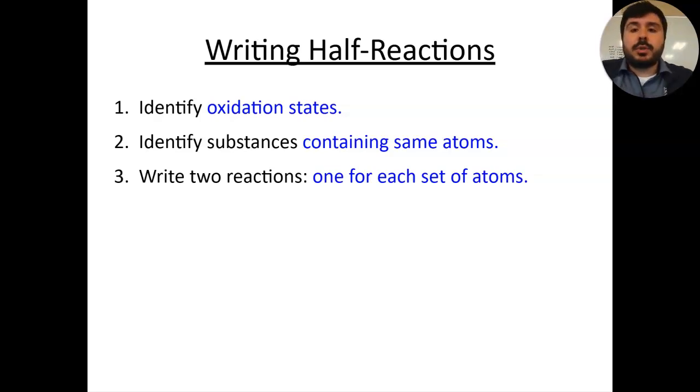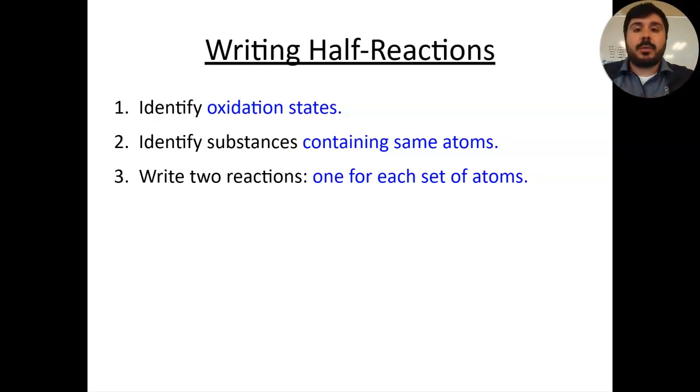Number three, write two reactions, one for each set of atoms. Again, there's only ever going to be a situation, guys, where we've got two different substances we're identifying. So if we've got magnesium on one hand, maybe we'll have oxygen on the other, right? So these are our two different substances we're working with, and you're going to write two different half reactions in order to do that, right?